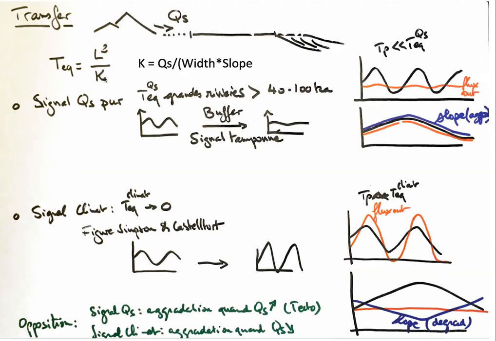As we have seen, when you have increased climate efficiency, going towards a more humid climate, L doesn't change but K will increase. If you increase K, your T increases. When you change climate, you have a very fast response to it in your river system.